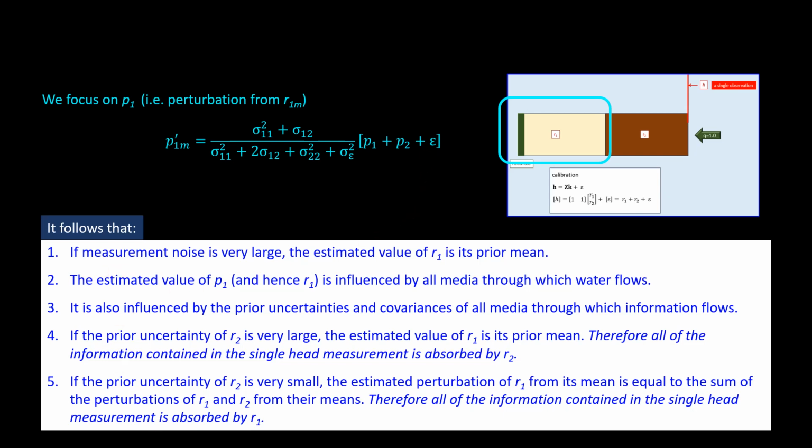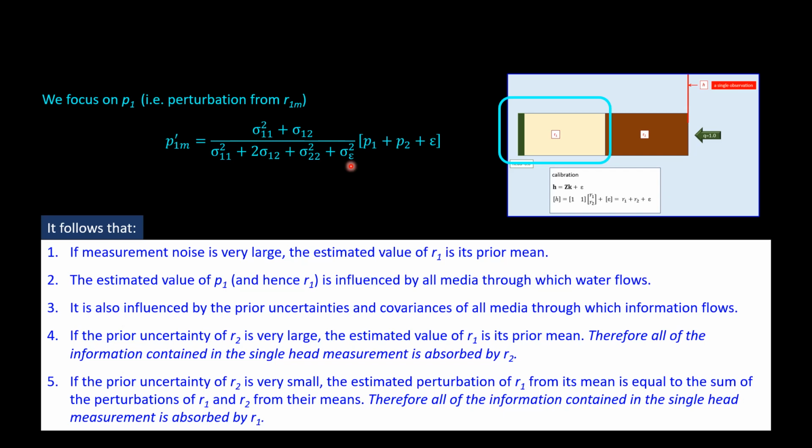Conclusion number 1. If measurement noise is very large, that is, this term here is large, the estimated value of R1 is its prior mean. Well, that's not surprising. If our measurement is drowned in noise, it doesn't tell us anything.